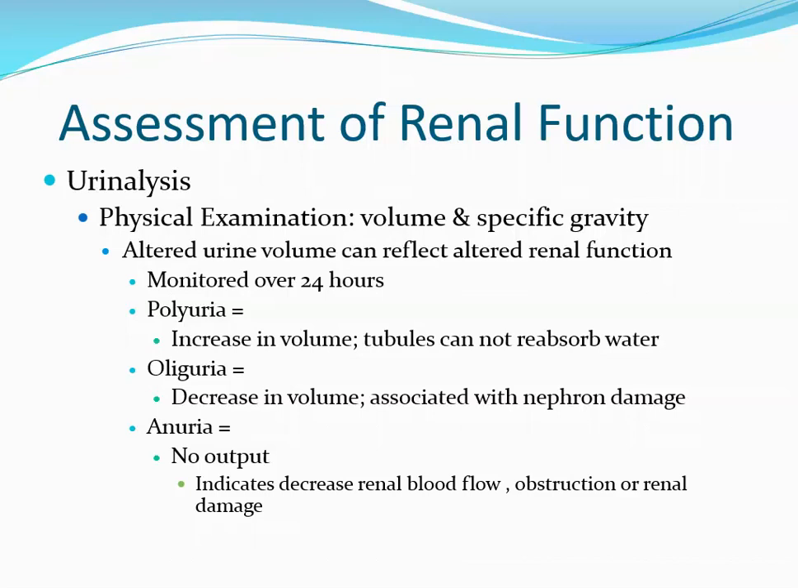The term polyuria refers to an increase in output. This usually indicates that the tubules are unable to reabsorb water. Oliguria is a decrease in output. This is often associated with nephron damage and is seen with glomerular nephritis and pyelonephritis. Anuria means no output. This indicates a decrease in renal blood flow or obstruction or renal damage.